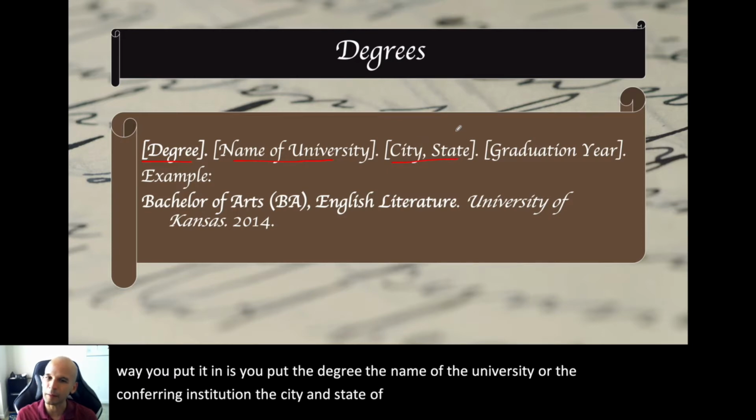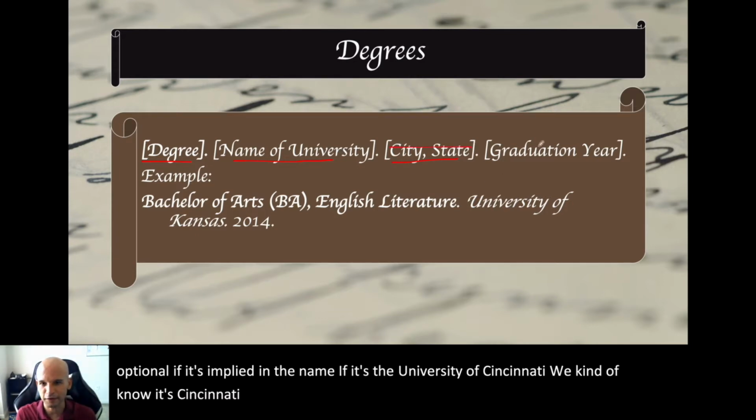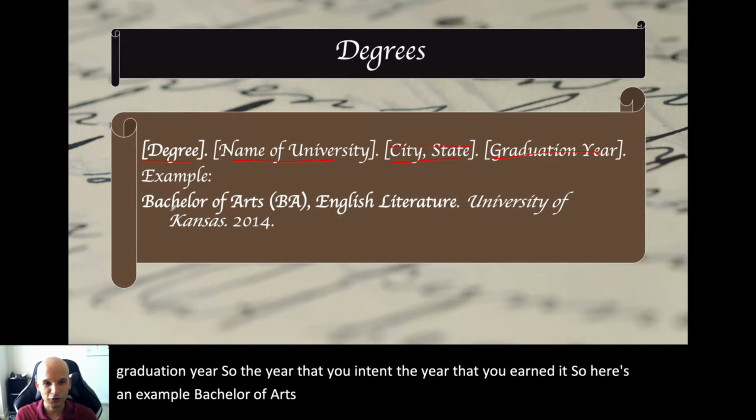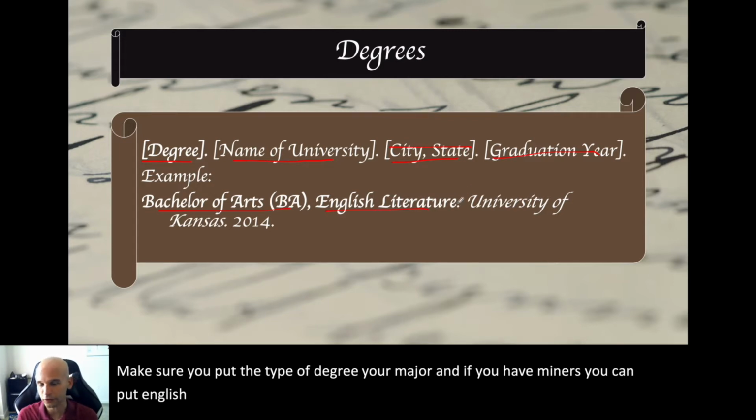Sometimes the city and state is optional if it's implied in the name, like if it's the University of Cincinnati, we kind of know it's Cincinnati. And then the graduation year, the year that you earned it. So here's an example, Bachelor of Arts, English. Make sure you put the type of degree and your major. And if you have minors, you can put English literature, minor in art or whatever. And then the university, and then the year you graduated.